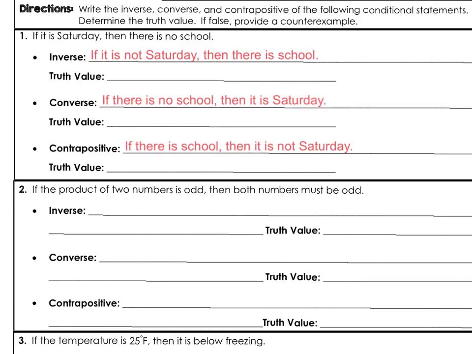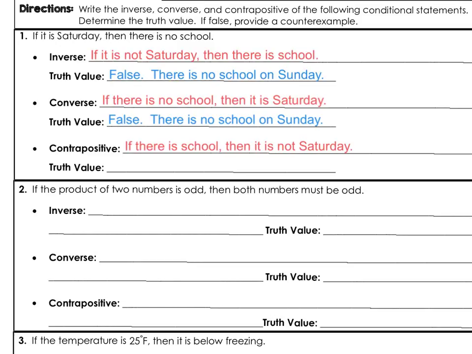All right, so now we have to go back and identify the truth value. So let's look at the inverse. If it is not Saturday, then there is school. Well, but if it's Sunday, then there isn't school either. So this really isn't a true statement, because if it is not Saturday, then there is school. So that means if it is Sunday, then there would be school, which we know is not the case. So this would be a truth value of false, and we would also want to offer that counterexample of it being Sunday. So we would specify that.